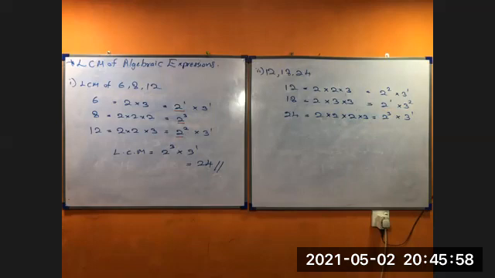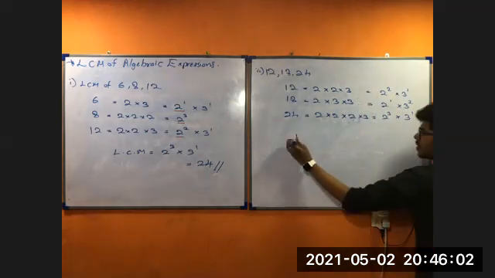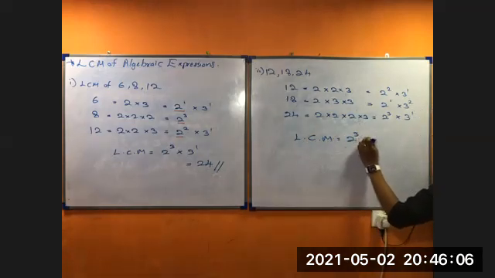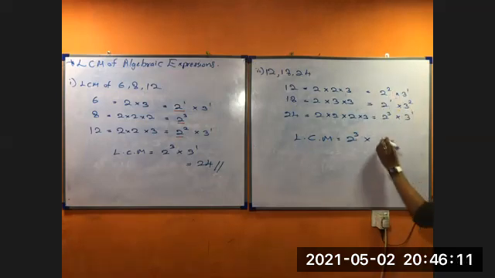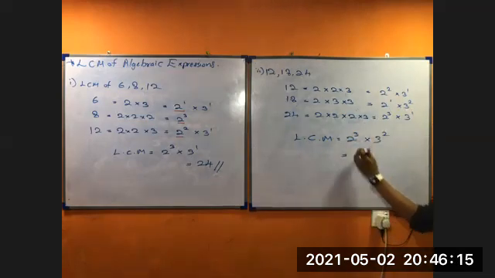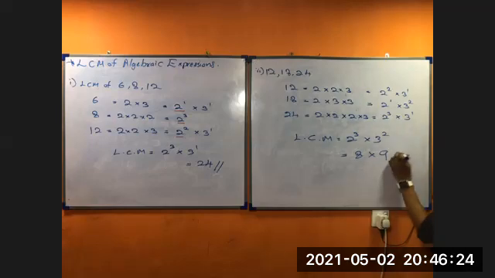The highest power of 2 is going to be 3. So for the LCM, you are selecting 2 to the power 3 multiplied by the highest power of 3, which is 2. So it is going to be 3 to the power 2. So it is 2 times 2, 4 times 2, 8 multiplied by 3 times 3, 9. So 9 times 8 is going to give me 72. So 72 is the LCM of these three numbers.